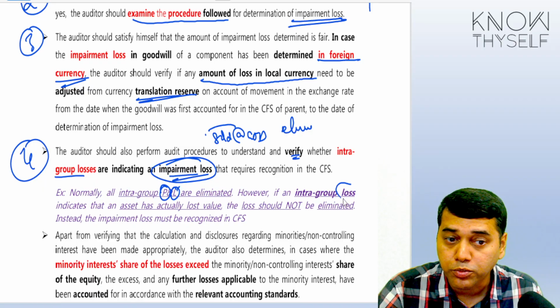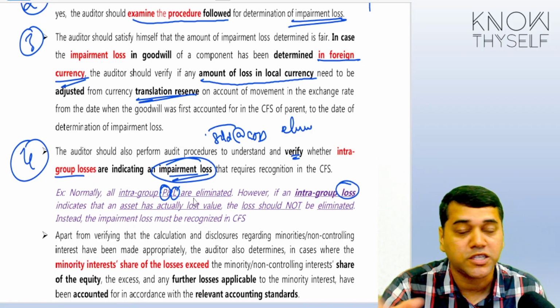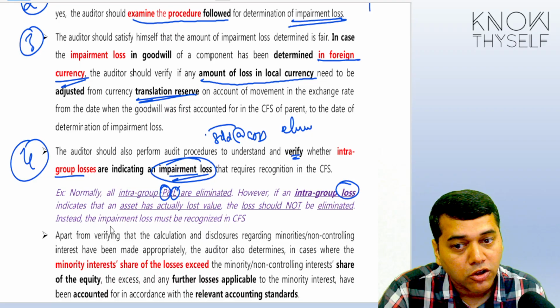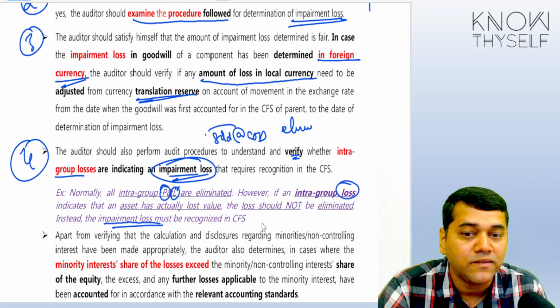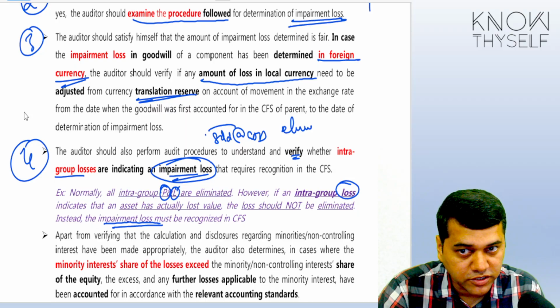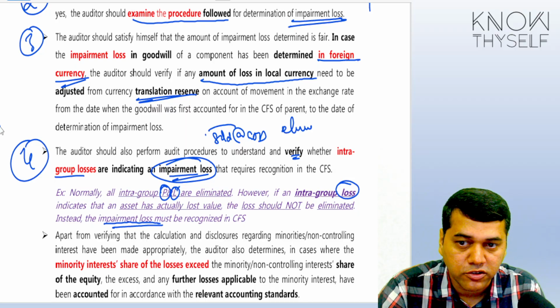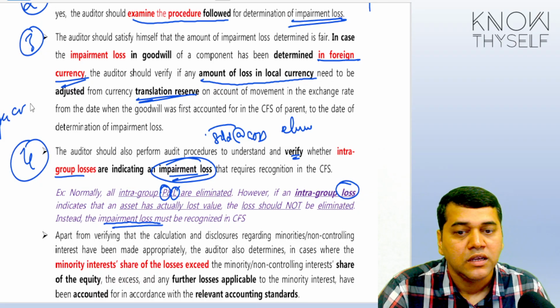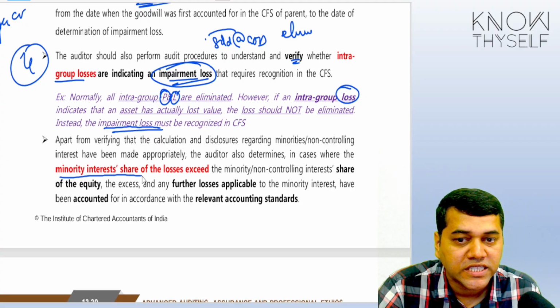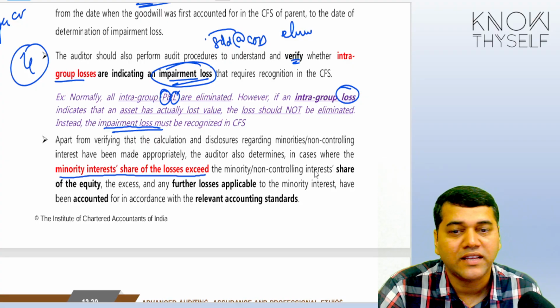But an intra-group loss indicates that the asset must have lost its value. That's why you should not eliminate that loss. Instead, you have to recognize the impairment loss. This is what they are telling in point number 4. This is also a special consideration. Now, apart from verifying, please check whether the minority share of the loss has exceeded.